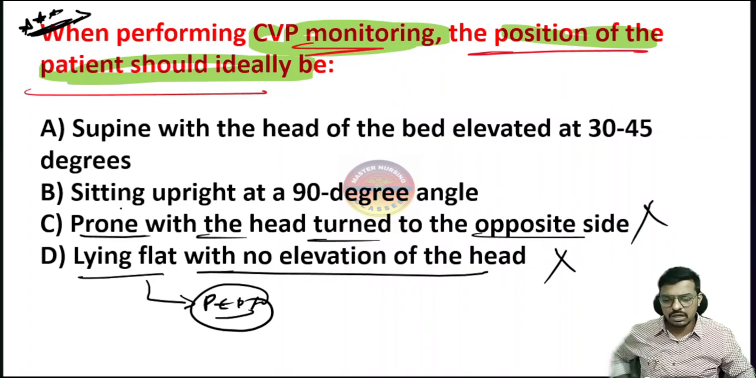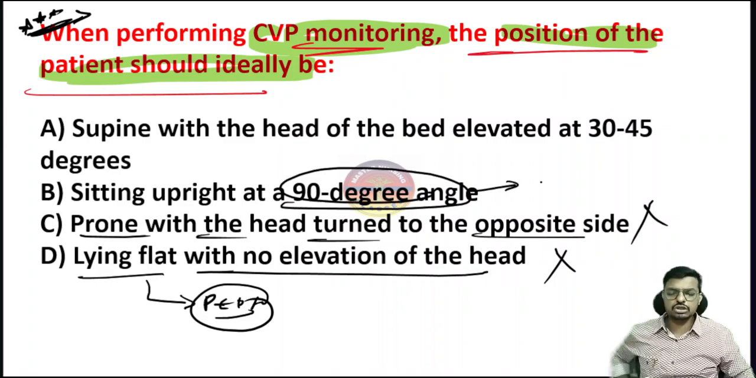Then coming to option B, sitting upright with a 90-degree angle. It's not good. This position, sitting upright at 90 degrees and leaning forward, is called the cardiac position, which we give in a patient with COPD. So please mention another name of the cardiac position, where we give it in a patient with COPD. Do comment in the comment box.